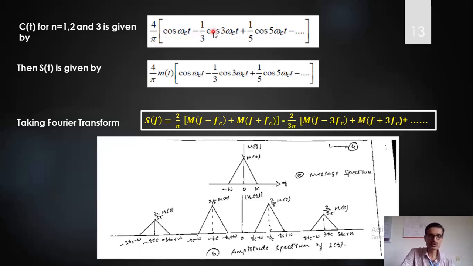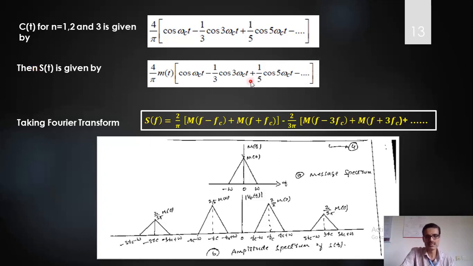For n equal to 2, if I substitute in the previous equation, I will get 1 by 3 cos 3 omega ct, or 1 by 3 cos 2 pi 3 fct. Plus, for n equal to 3, 1 by 5 cos of 5 omega ct, and so on. You just go on substituting the values of n up to infinity, and we get the harmonic components over here. So s of t is simply this particular component multiplied by m of t. This will give you the modulated signal s of t.